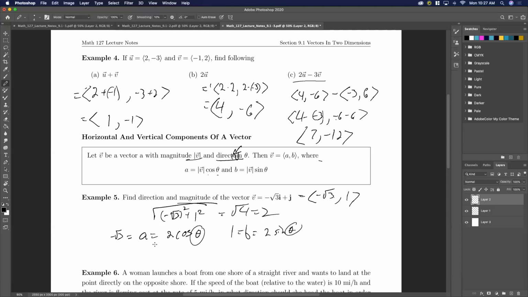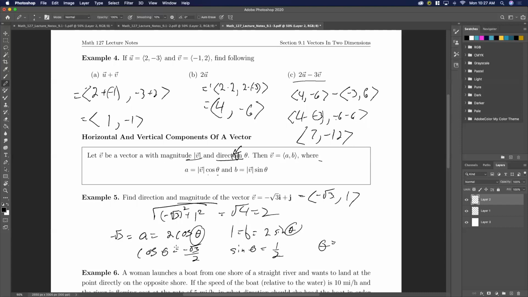Yeah, because cosine theta equals minus square root 3 over 2, and sine of theta equals a half. So what is theta? I'll let you guys try to crunch out what that number should be. Let's see if anyone remembers their trig.